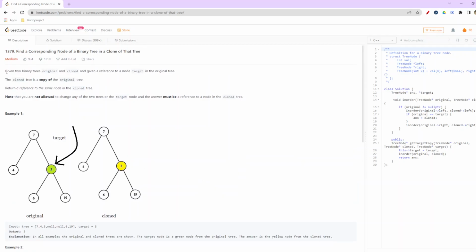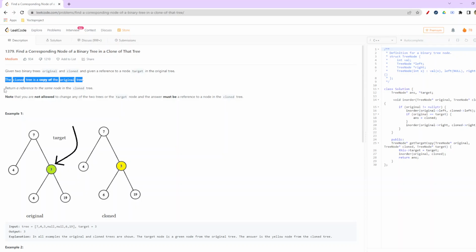The thing is that you are given two binary trees, original and clone, and a reference to a node target in the original tree. So this target is basically the reference in the original tree. This particular node which would be given is not the one in the clone tree. It is a reference which is in the original tree. So the clone tree is a copy of the original tree.